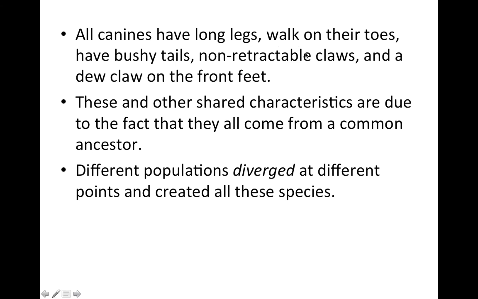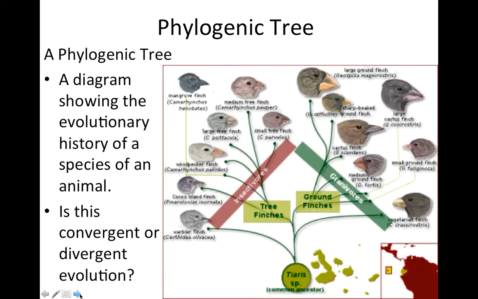Here it is. All canines have long legs. They walk on their toes, but now we share characteristics due to the fact that we have a common ancestor this time. So divergent, di means common ancestor. And convergent is no shared relationships, just the same lifestyle. Just the same lifestyle. Remember those 2 things, please.